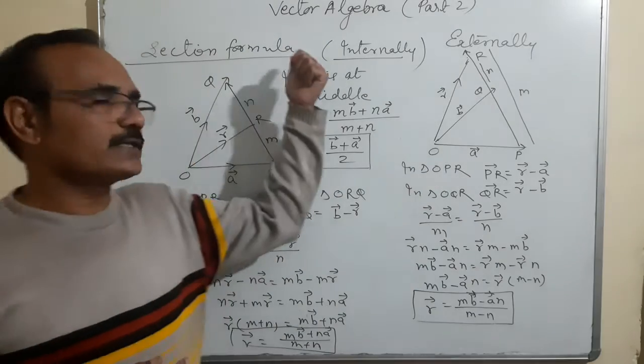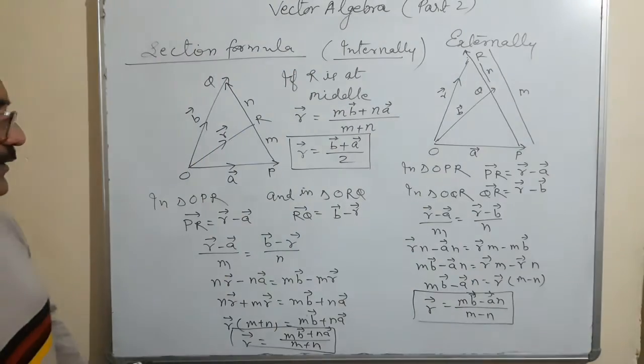So these are the three terms. One is internally, second is externally, and third one is at midpoint. Got it?